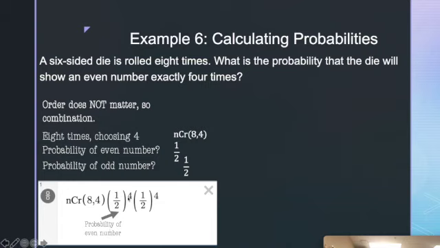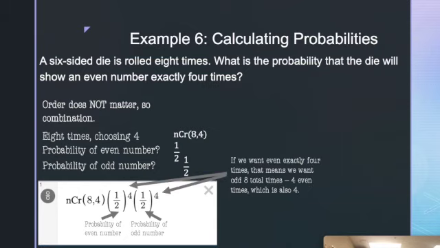And how many times do we want to select that even number? Well, we want to select it 4 times. Then we have the probability of an odd number. If we select the even number 4 times and we're doing a total of 8, that means I must have an odd number 4 times. Okay, so that's all this says. It says if we want even exactly 4 times, that means that we want odd the 8 total times minus 4. So that's also 4.